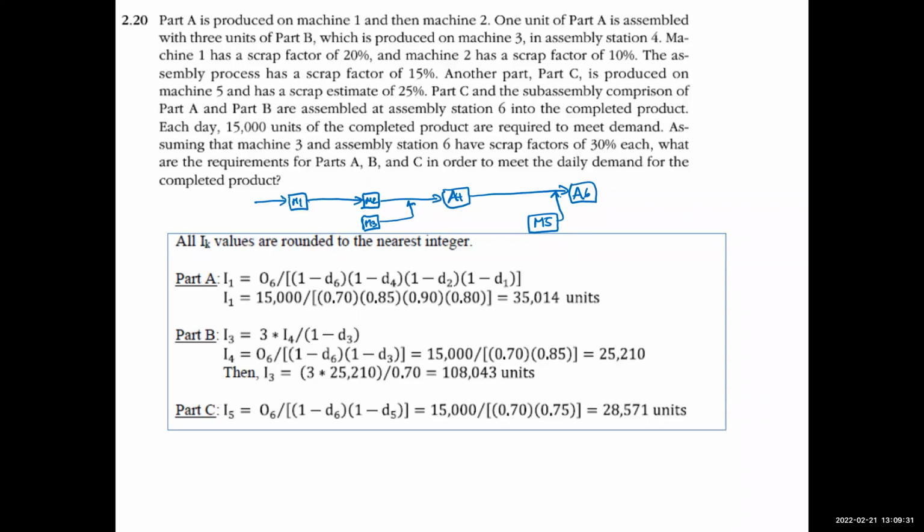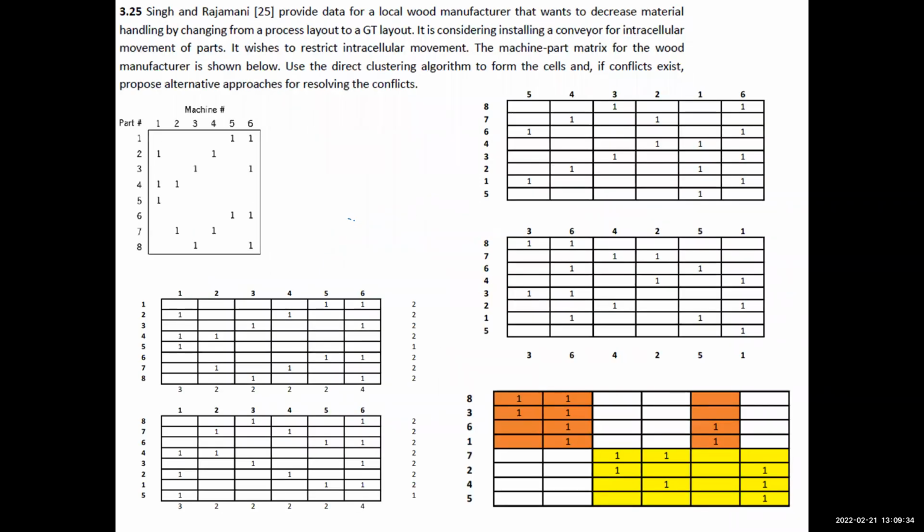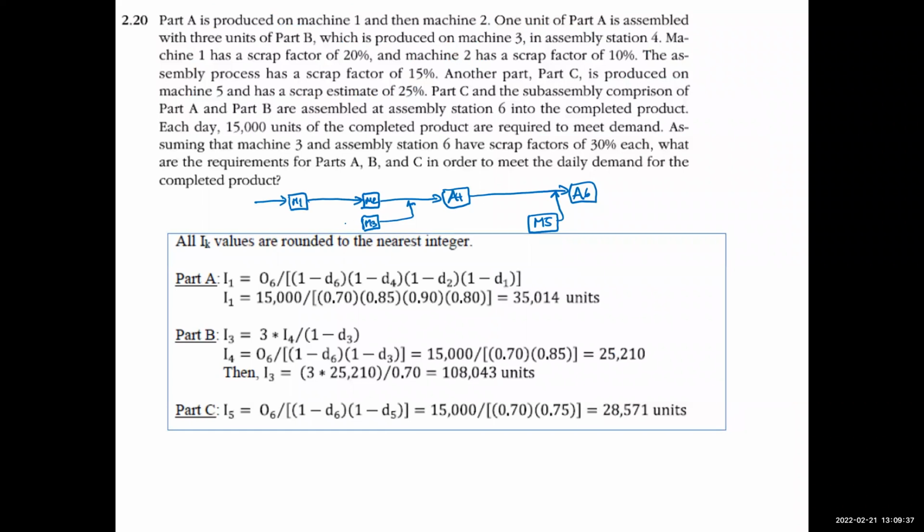So this was the process, and we needed to find this input 1, this input 3, and this input 5, which corresponded to part type A, part type B, part type C. But this one is easier to solve because you don't have to deal with the rework. The only challenge about this particular problem is that you have to compute the input for different sources.